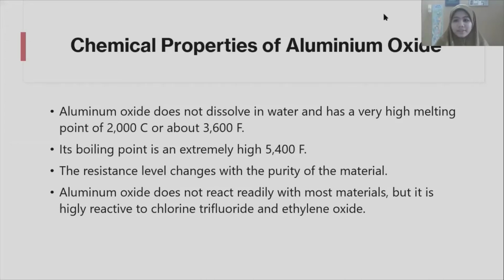Okay, thank you, Izraf. So now I am going to present about chemical properties of aluminum oxide. Aluminum oxide does not dissolve in water and has a very high melting point of 2000 degrees Celsius or about 3600 Fahrenheit. Its boiling point is extremely high, which is 5400 Fahrenheit. The resistance level changes with the purity of the material. Aluminum oxide does not react readily with most materials, but it is highly reactive to chlorine trifluoride and ethylene oxide.